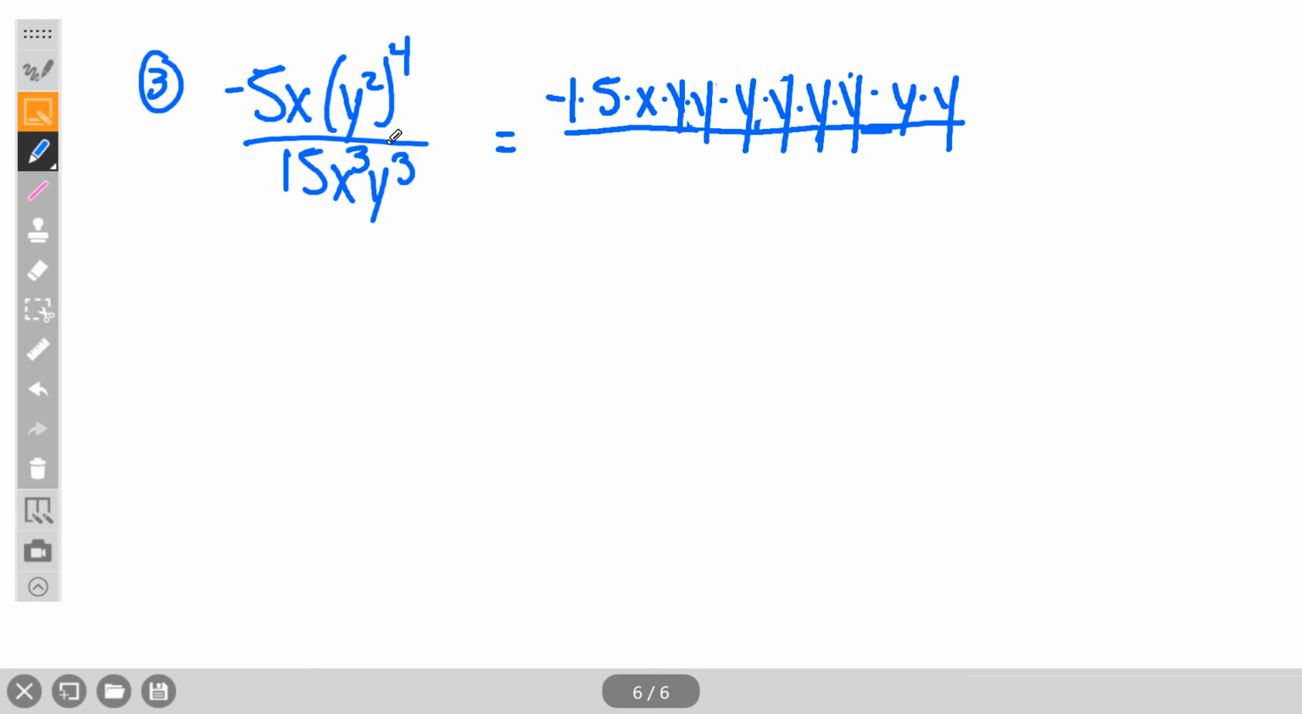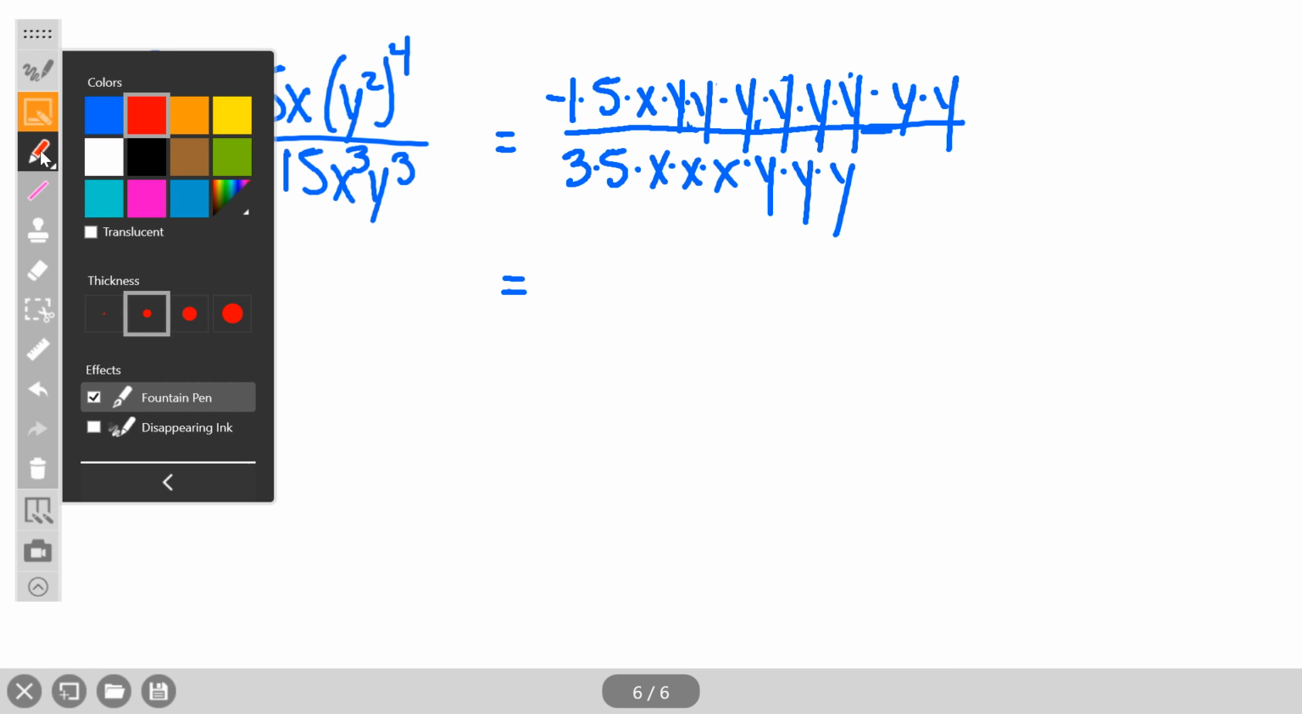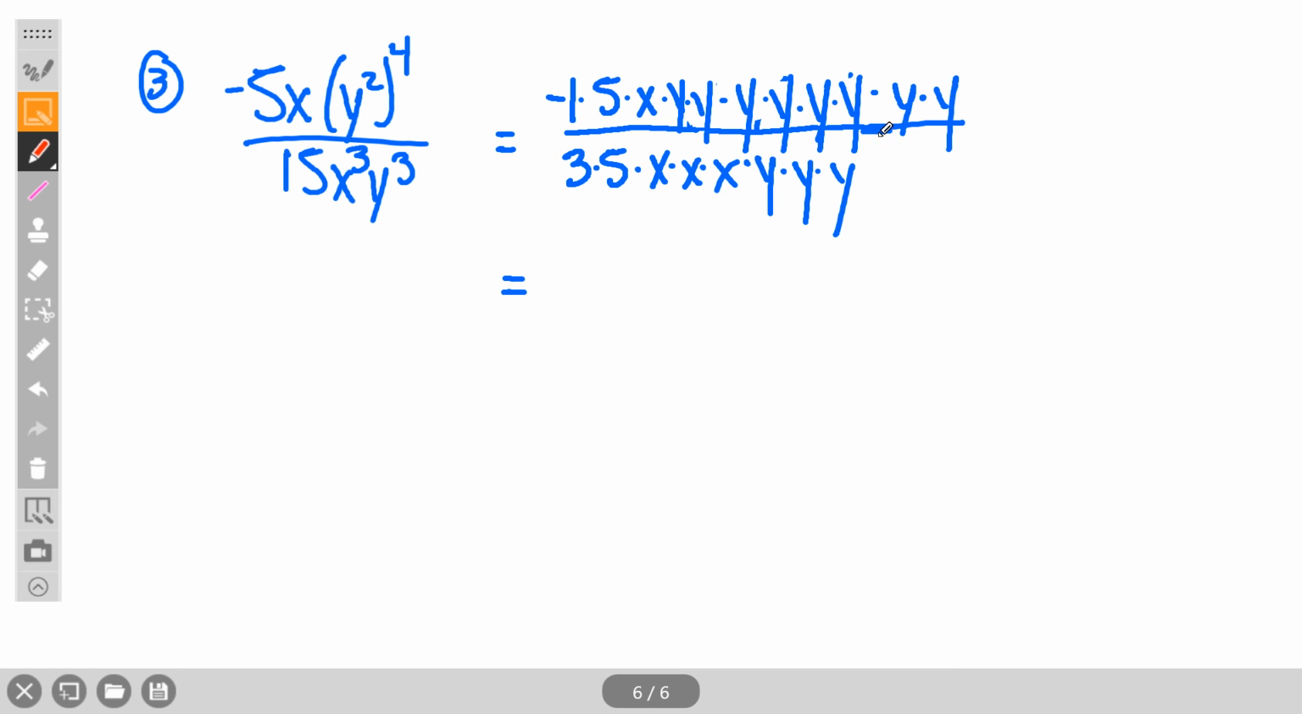Now 15x cubed y cubed. 15, that's 3 times 5. X cubed, that's x times x times x. Y cubed, y times y times y. And now everything is factored completely, so we can start crossing out factors that appear in the numerator and denominator. For instance, 5 cancels out. X cancels out. A y cancels out. Another y cancels out, and a third y cancels out.